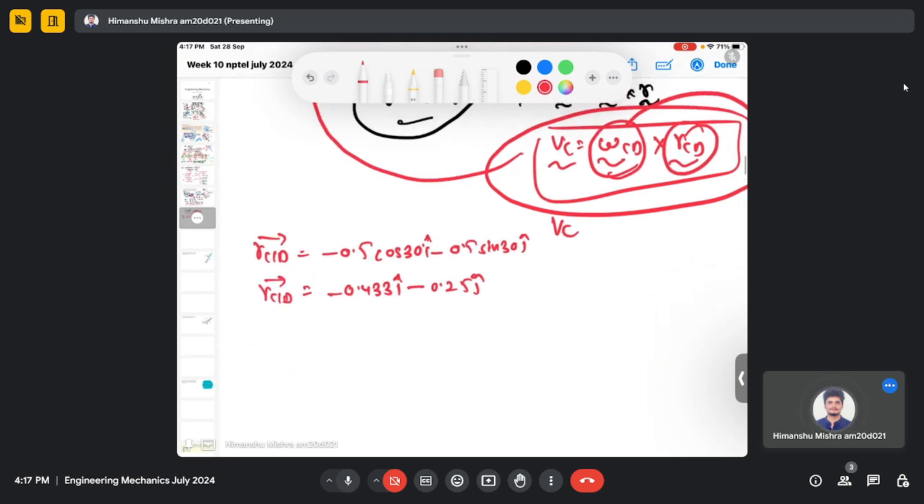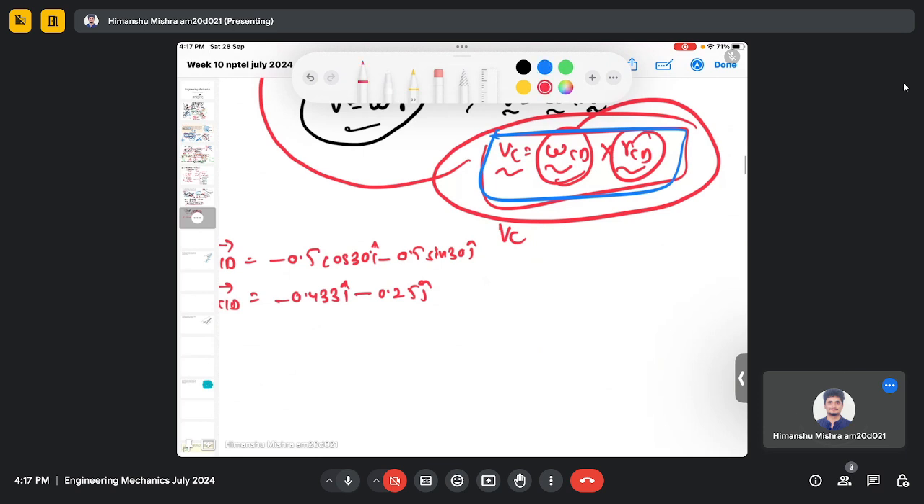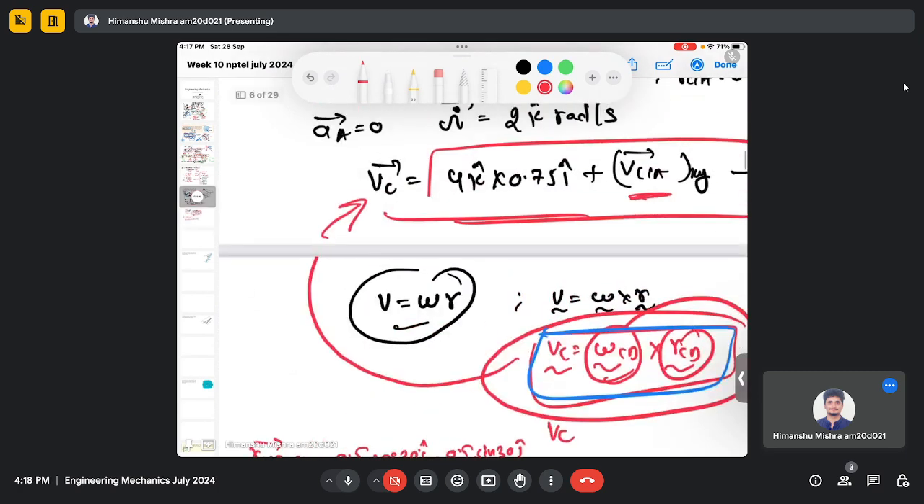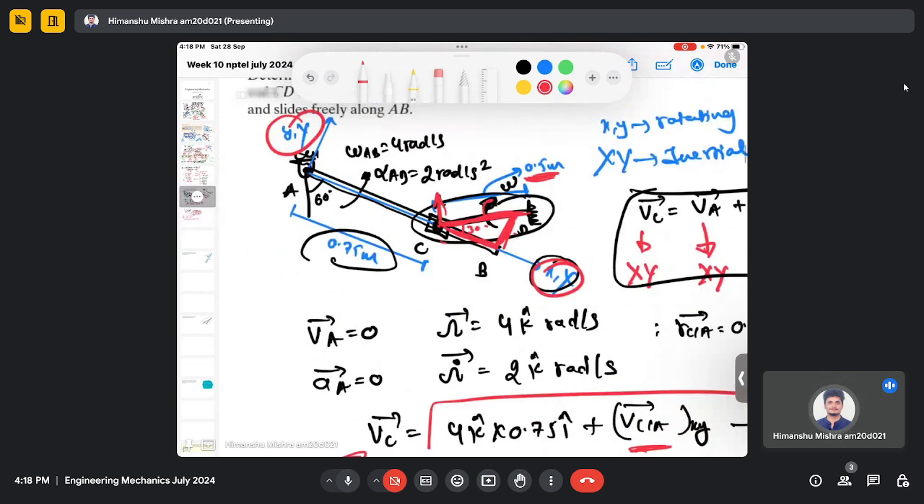So now I can use this expression. My velocity vector at point C is omega CD in the k direction, cross product with 0.433 I minus 0.25 J. I am considering k here because I am assuming this is in the clockwise rotation.